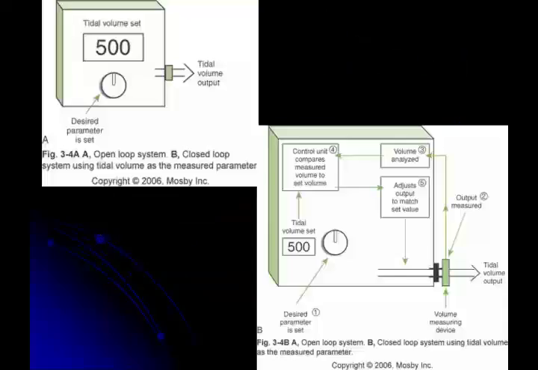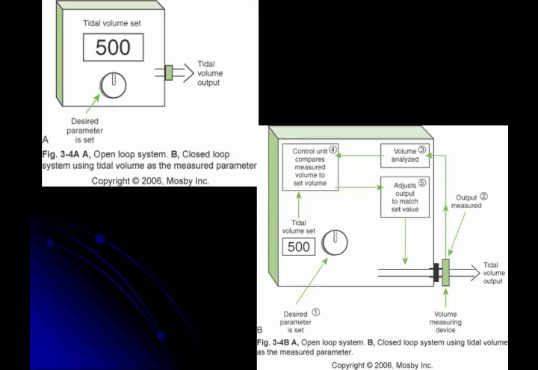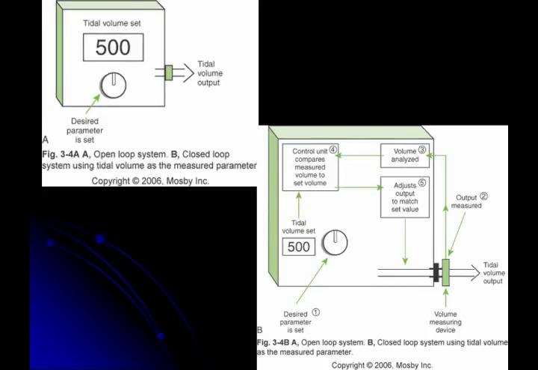Open loop, dial my tidal volume for 500, gas blows out. Did I really deliver 500 to the patient, or did some go to the atmosphere? I don't know. Did some get lost inside the machine? I don't know. With a closed feedback system, I'm monitoring downstream and seeing if I truly delivered that to the patient. Okay?